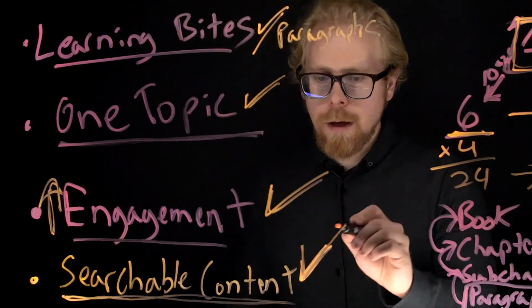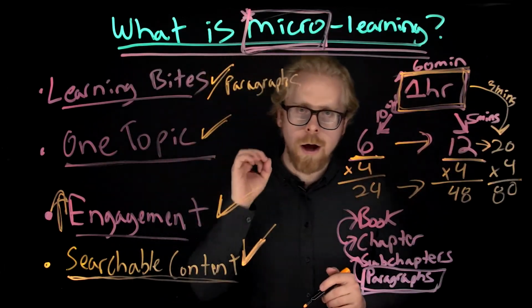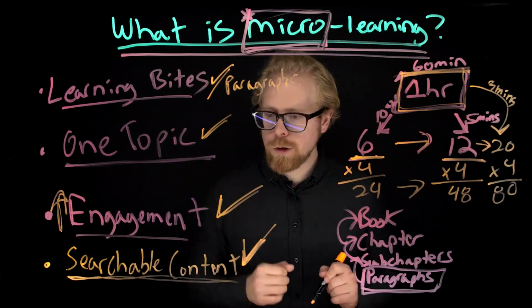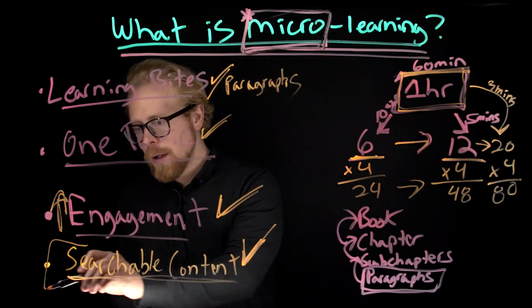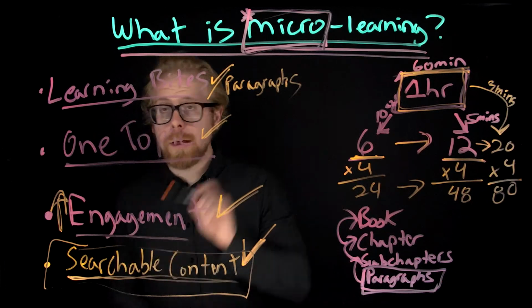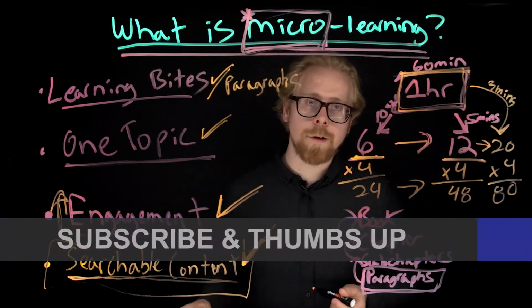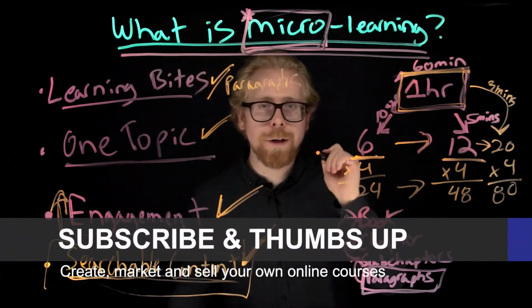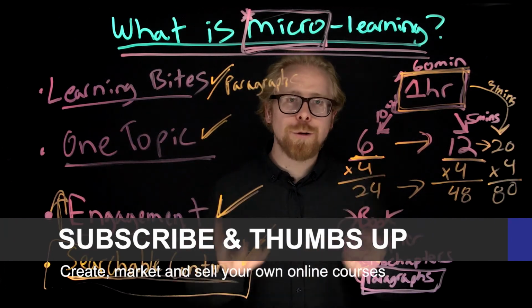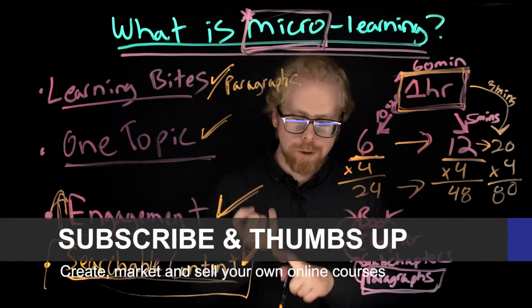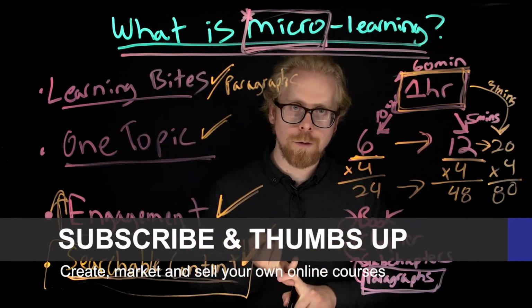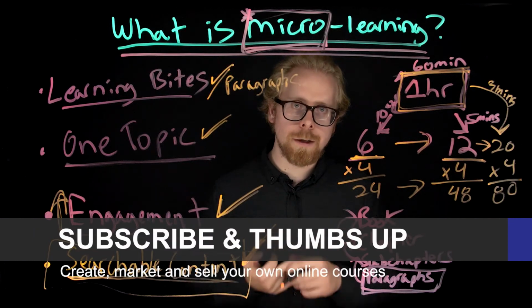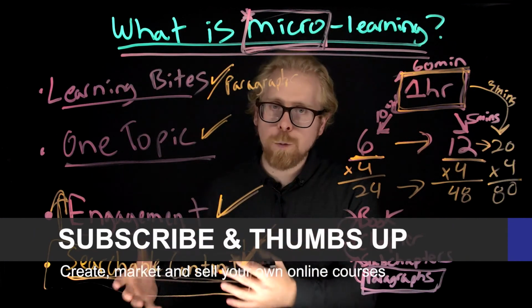And then lastly, when it comes to an online learning perspective, searchable content, this is the most important item here because it's so important the cat fell off. It is the most important item here because your learners are already used to searching things on Google, searching things on YouTube, and searching for things on social media. This is how they want to learn.